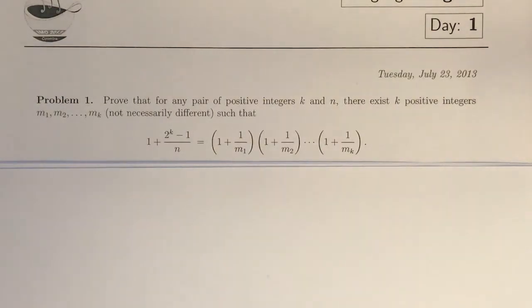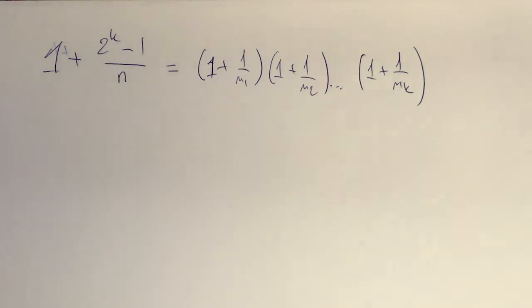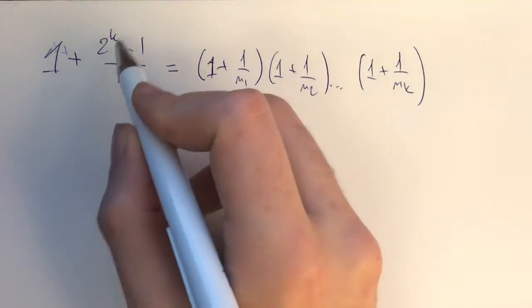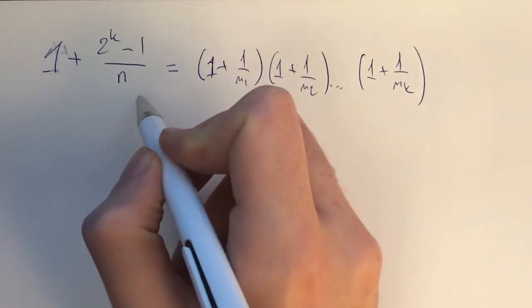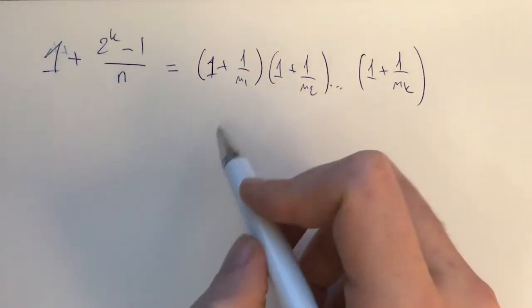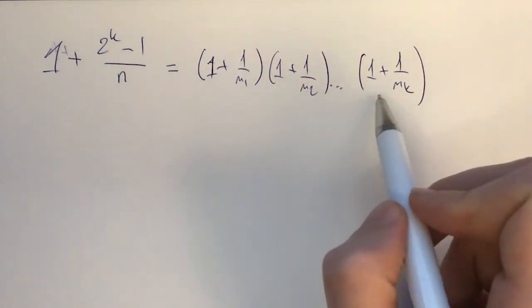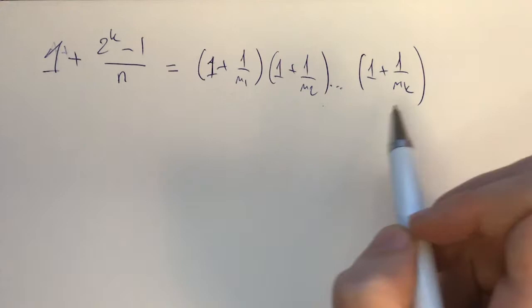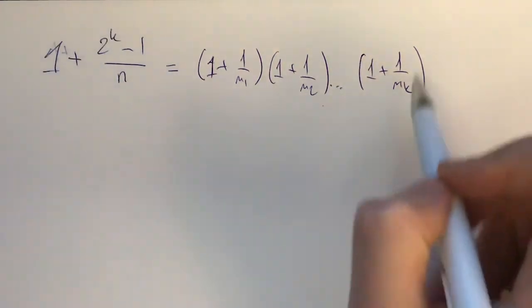This is the first problem solving strategy that we will use to solve this problem. So let's begin. The problem is self-explanatory. We are given k and n as positive integers, and we must find k positive integers m1, m2, ..., mk such that this is true.